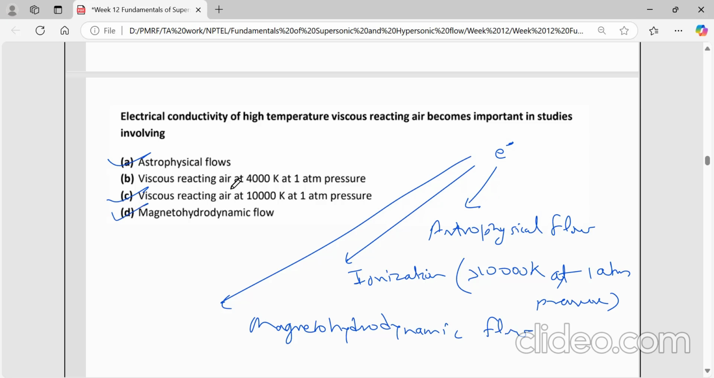Option B says that viscous reacting air at 4000 Kelvin at 1 atmosphere pressure. At that temperature there is no ionization, so electron ions will not be present. So this electrical conductivity is not that important. So option B is wrong.